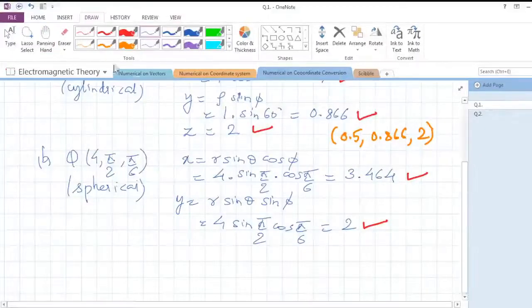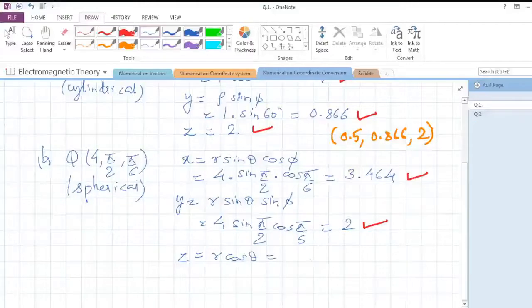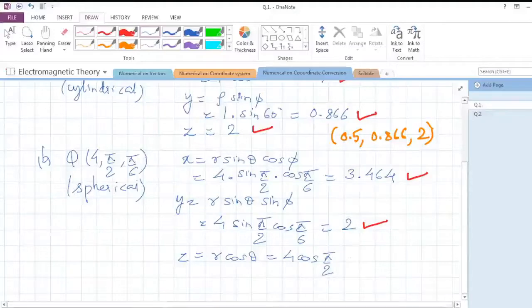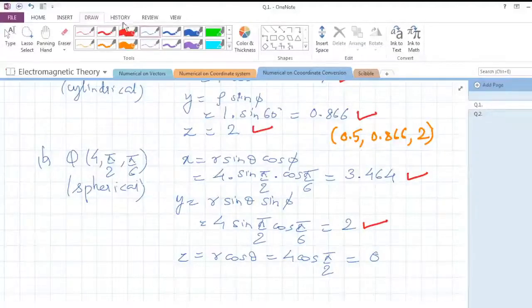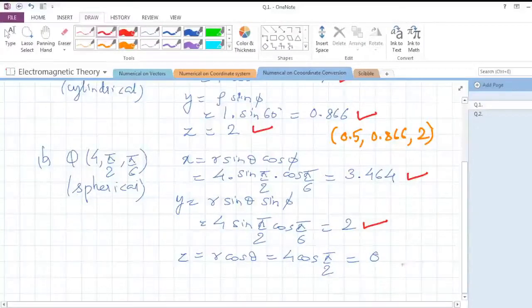So now what is left? We are left with z. The formula for z is r cos theta. As I told you, you have to remember these formulas, otherwise it will be difficult to solve this very easy type of question. So r cos theta is 4 cos pi by 2. Oh, cos pi by 2 should be 0. So your answer will be 0. Not a problem, it can come as 0.